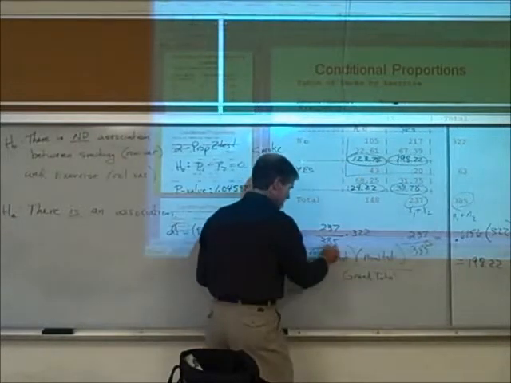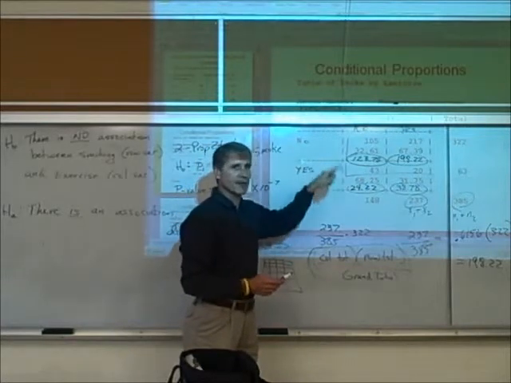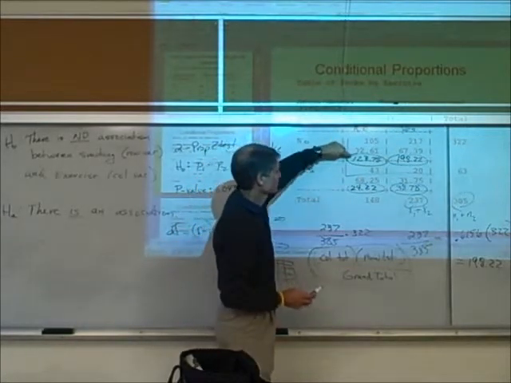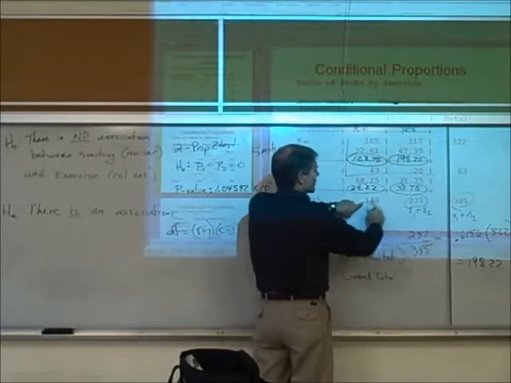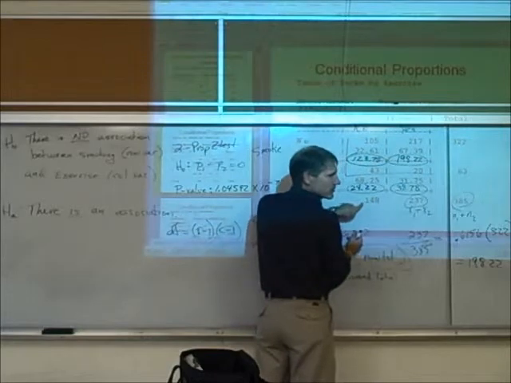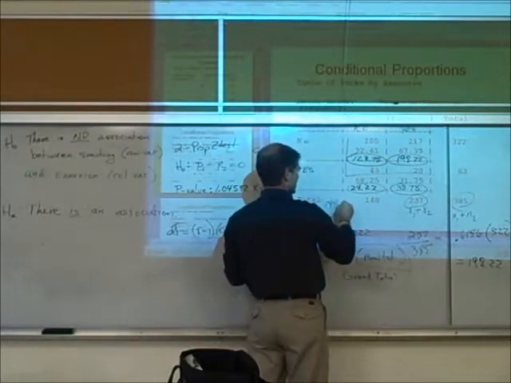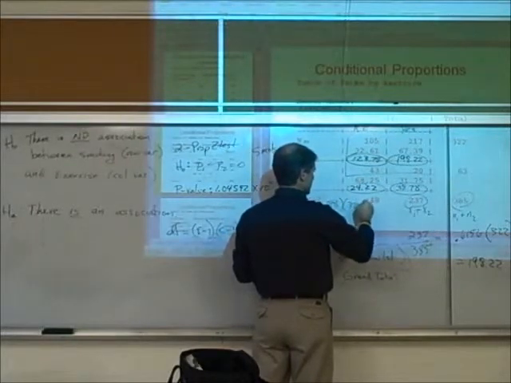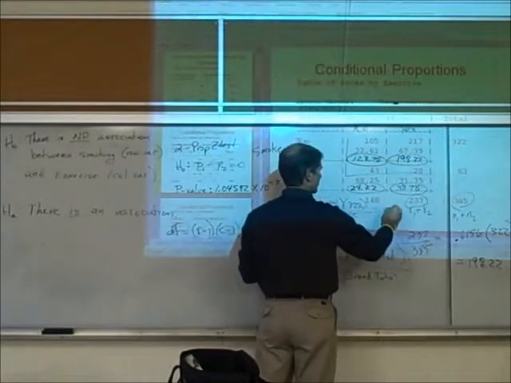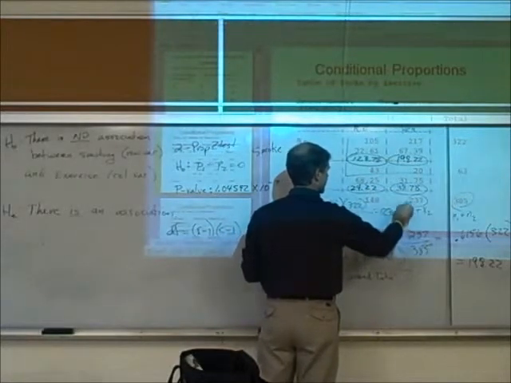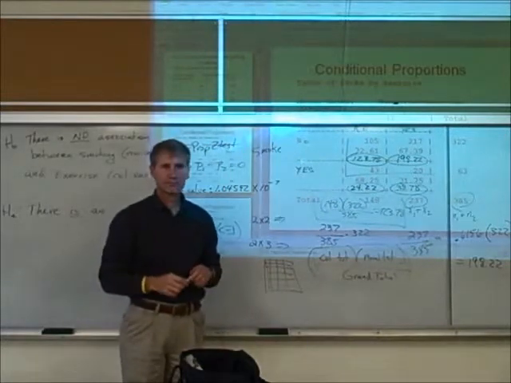And that formula for expected counts works for every cell in the table. Like for this 123.78, my column total is 148, my row total is 322, my grand total is 385. If I take 148 times 322 and divide by 385, you'll get 123.78. Okay?